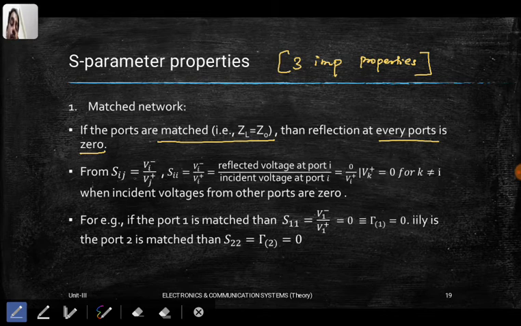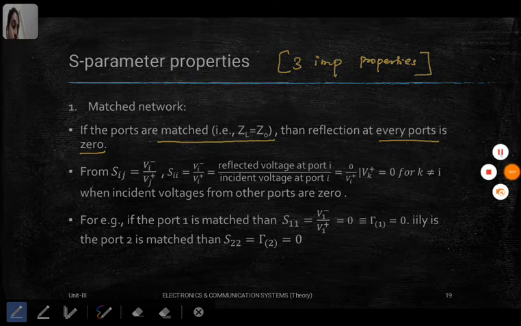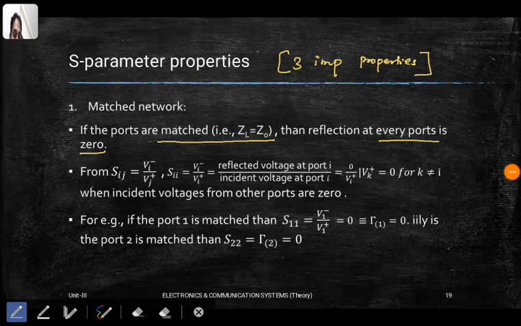So if it is S11, if it is matched with the same port, if I take the output and the input at the same port, the reflected voltage at port 1 and the incident voltage at port 1 are at the same port. If the reflected voltage is ideally 0, then I will get 0. If it is not, it will have some other value. So if the incident voltage is not 0 and the reflected is 0, S11 becomes 0.